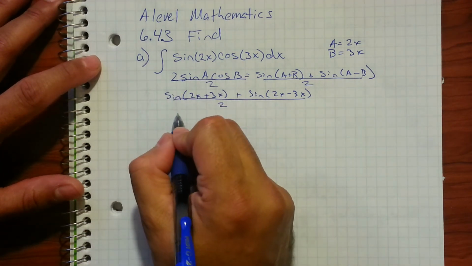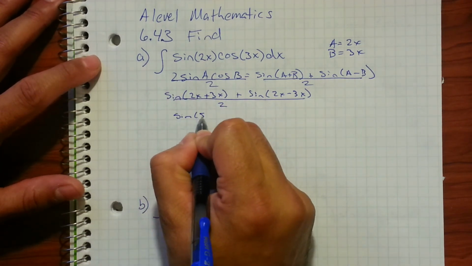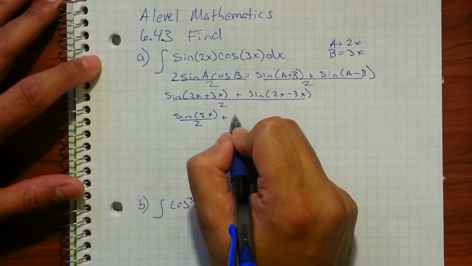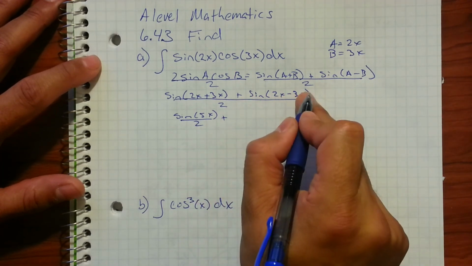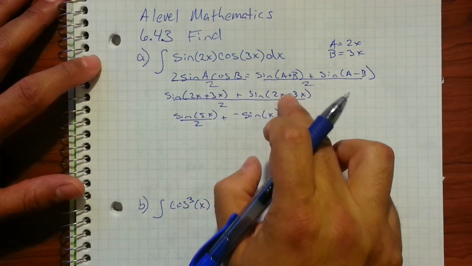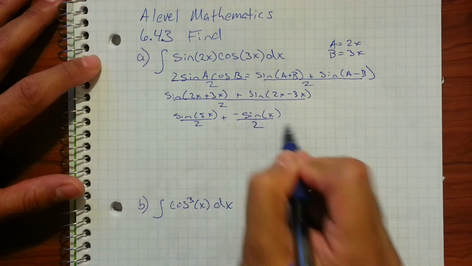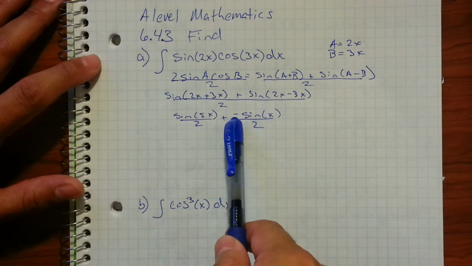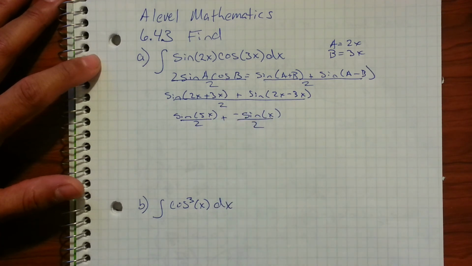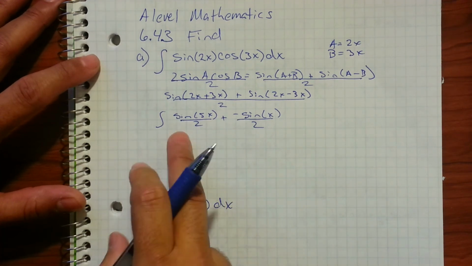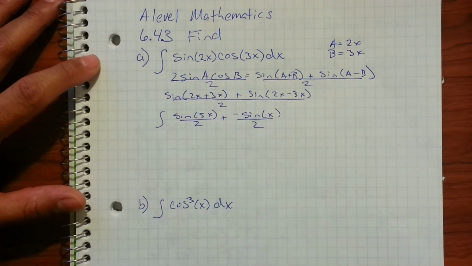So over here I get sine of 5x over 2 plus, that's going to give me a negative sine of x over 2. I took out the negative from inside, so from inside you can go out to the front right there. And so from here, I'm going to go ahead and keep working this one out. So I can now do this integral, because I don't have any multiplication in between there.